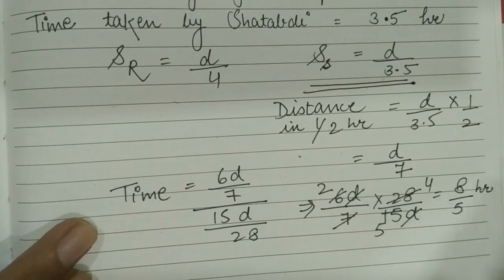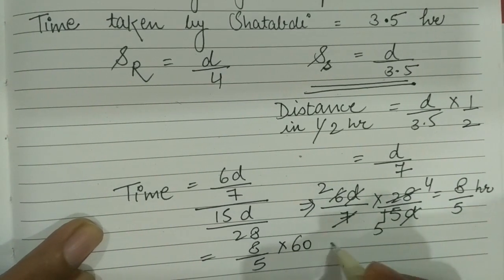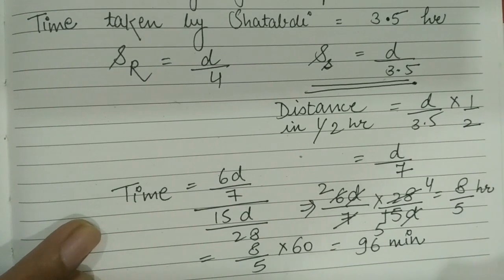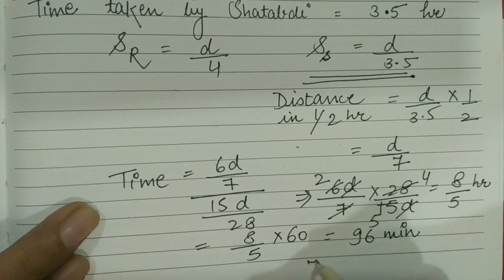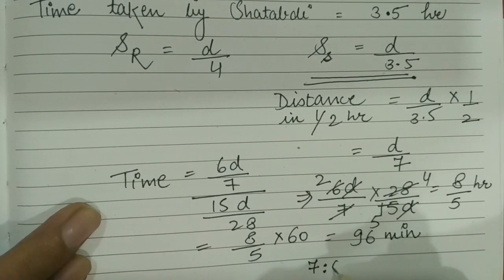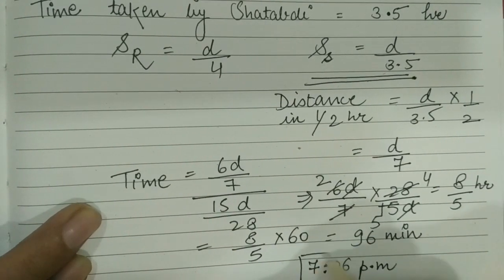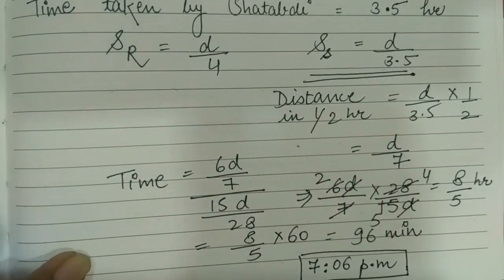When we convert it into minutes, it will give us 96 minutes. Adding 96 minutes after 5:30 will give us 7:06 p.m. So both the trains will cross each other at 7:06 p.m.